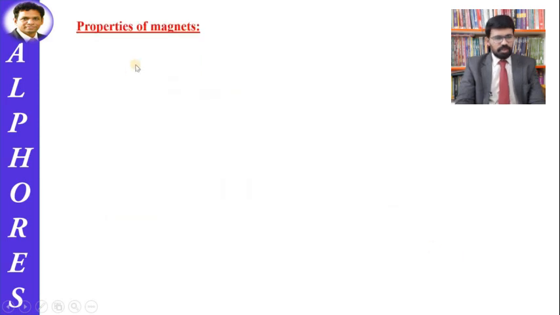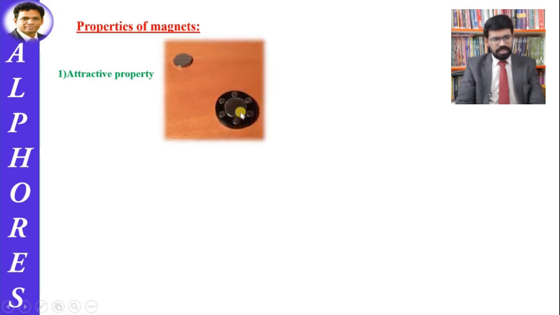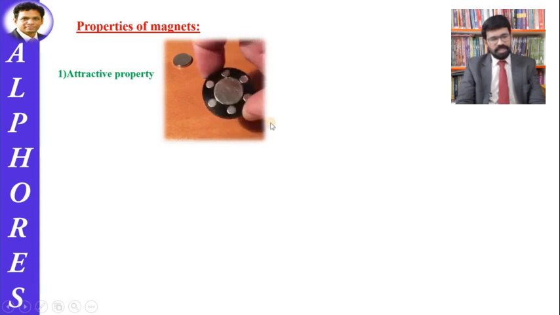Now, properties of magnets. Attractive property. See here, if this magnet is brought close to this metal, this metal is attracted towards the magnet. See again. Basically, a magnet has attractive property. It attracts magnetic materials like iron, nickel and cobalt. You can also think about the other kind of possibility. I will show you in a moment.